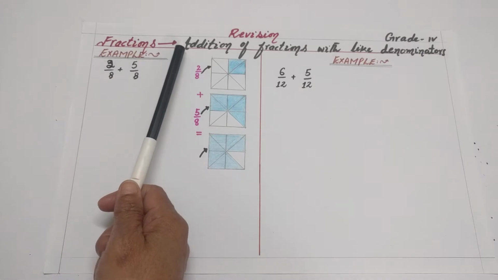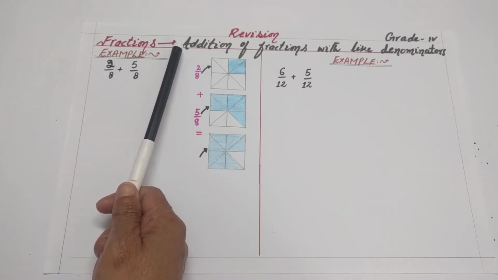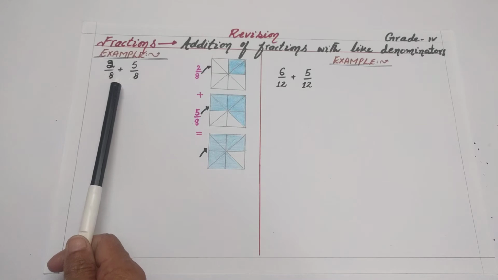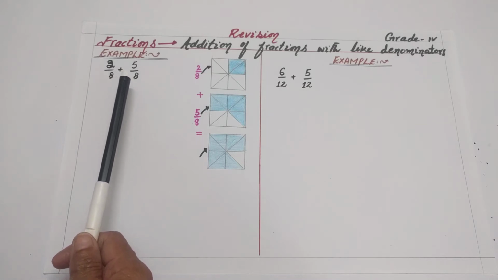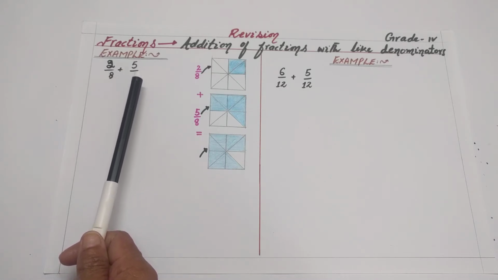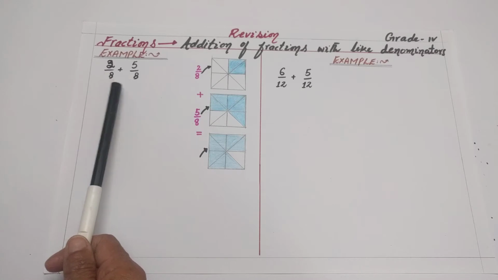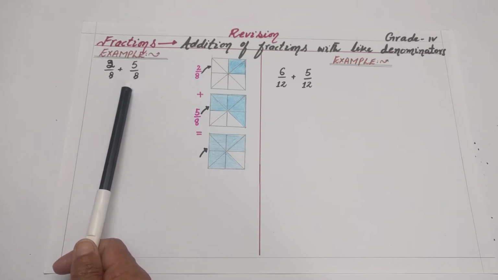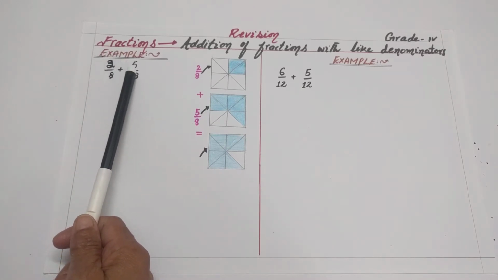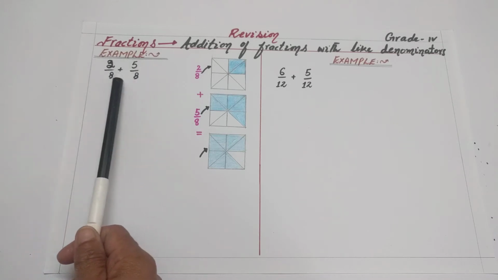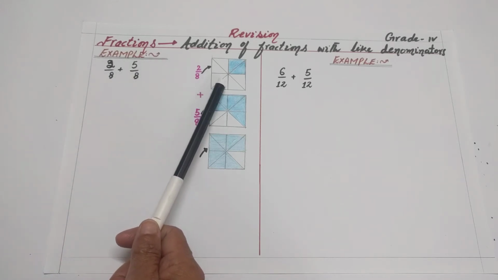So for the addition of fraction, it's important that your denominator should be same. If your denominator is different, then you have to convert it into like denominators. If your question is directly given in the form of like denominators, then you can directly add the numerators. I will explain this example also with the help of a diagram.